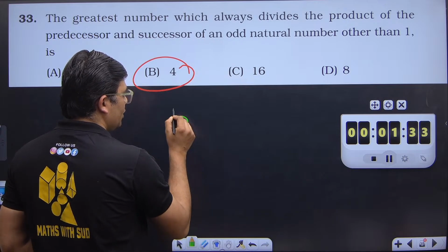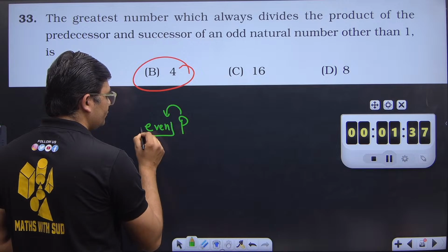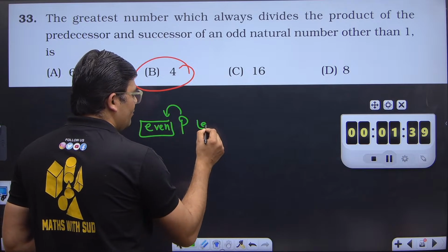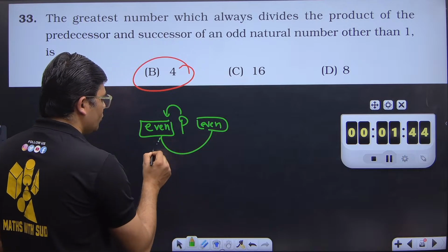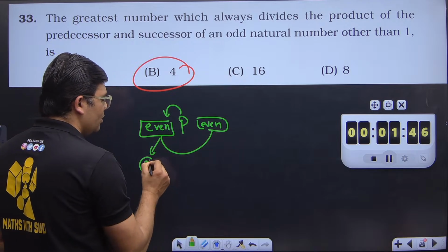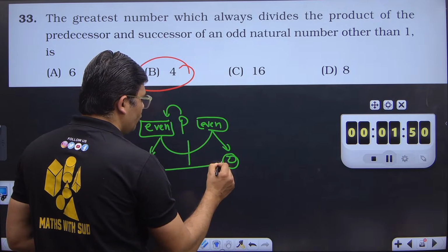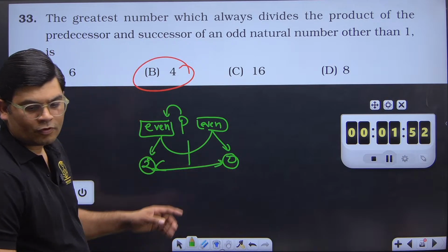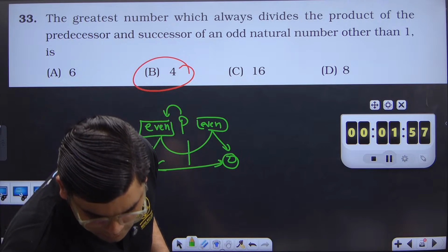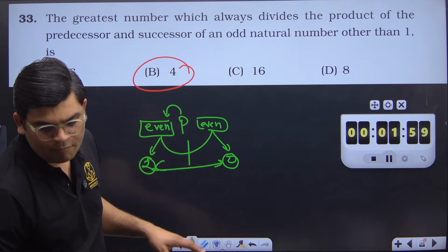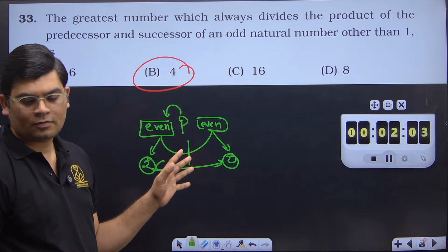नंबर, तो इसके पहले वाला नंबर एक इवन नंबर होगा बेटा, इसके बाद वाला नंबर भी एक इवन नंबर होगा, और जब आप इनको मल्टीप्लाई करोगे तो इसमें से एक 2 बाहर आएगा। You will get a 2 from this side as well. So 2 into 2 is how much? 4. So the minimum factor, the highest common factor will be 4.